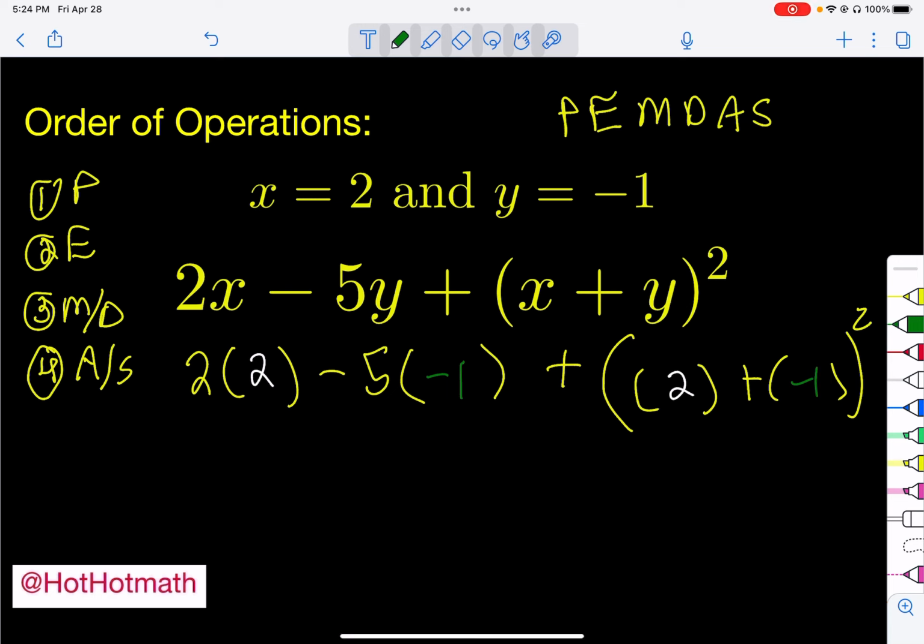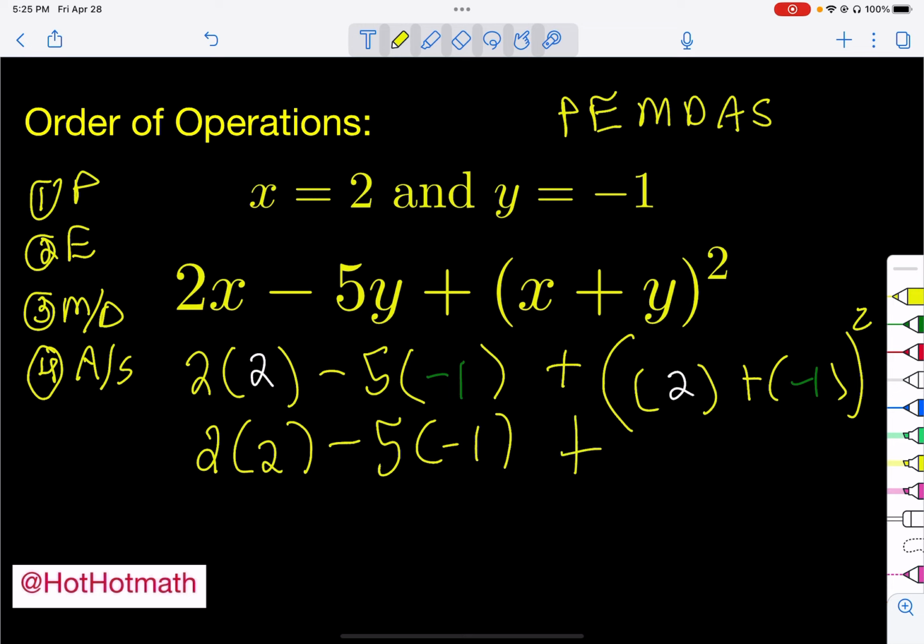Now, we are going to proceed with the order of operations in the order in which they told us. So, the first thing we have to look for, do we have a parenthesis? So we do. We have this parenthesis right here. We're going to look inside it, and the only symbols we have are addition or subtraction. So we're going to add 2 plus -1. So that's first. So I'm going to rewrite everything else.